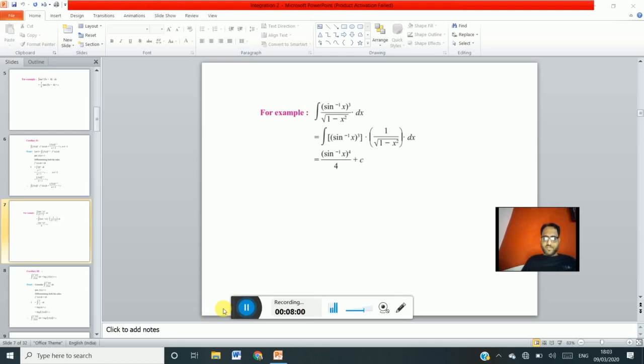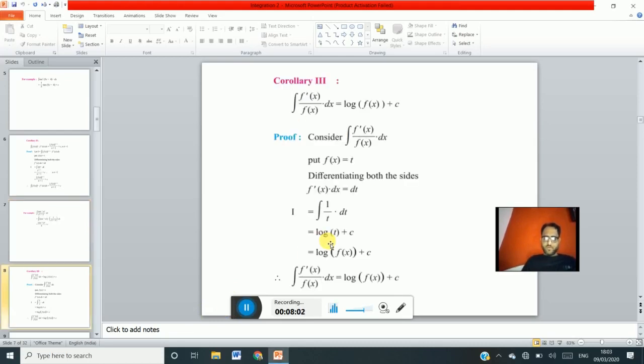See the next corollary, corollary number 3, this is the important one: the integration of f dash x upon f of x dx is log of f of x plus c, right? So again consider the left side of the proof, put f of x equals t, f dash x dx is dt, right? So what do we get after substitution? Integration of 1 by t dt, and the integration of 1 by t is what? Log of t. t is what? f of x. So log of f of x plus c. This is the final result, right?